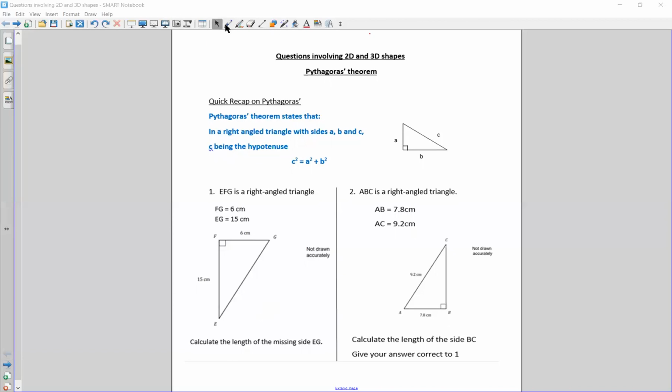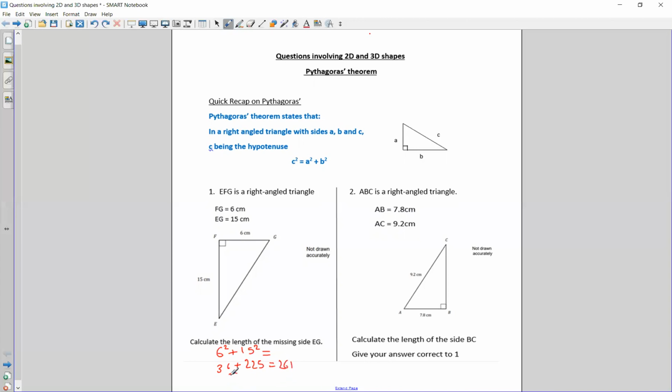Okay, so here I hope that you have got some answers for me. What you would have done here is that because this is the hypotenuse, you would have taken the other two sides and squared them. I would use a calculator here. So 6 squared plus 15 squared, or the other way around, 15 squared plus 6 squared. And that would have given you 36 plus 225, and so you would have got the answer 261.